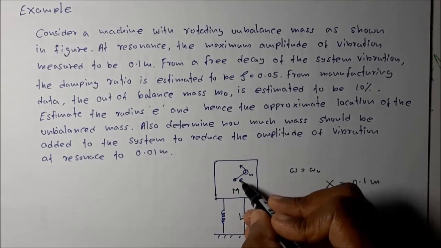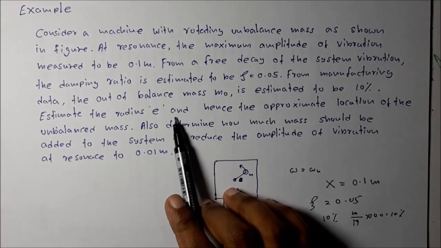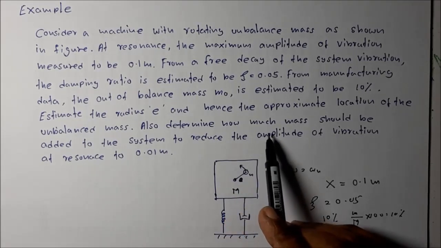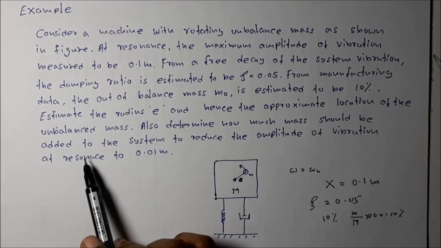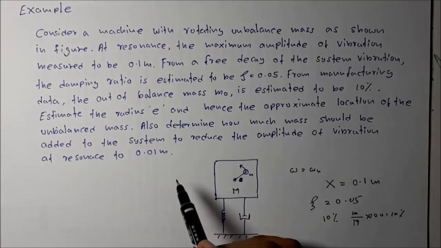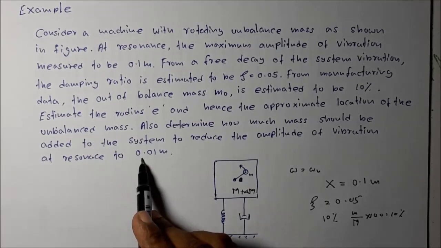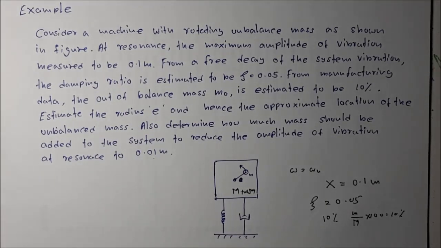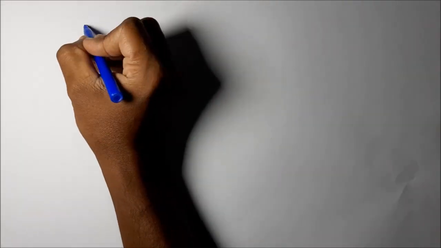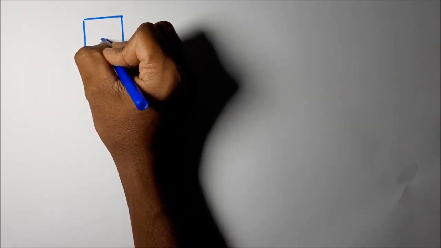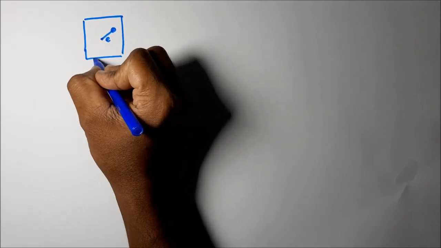Estimate the e. That means this eccentric radius we have to estimate, and hence the approximate location of the unbalanced mass. Also determine how much mass delta m should be added to the system to reduce the amplitude of vibration to 0.01 meters. Then let's see how to do this problem. In this system we have to determine this eccentric distance e first.